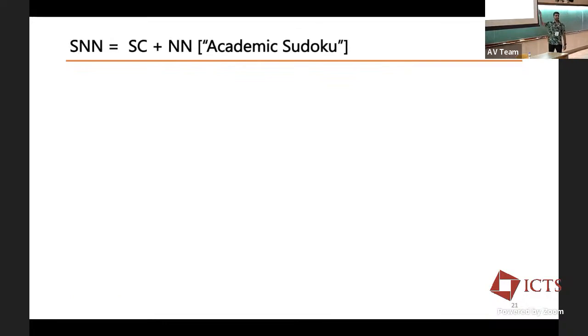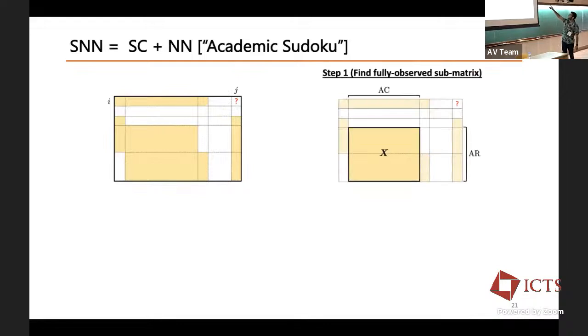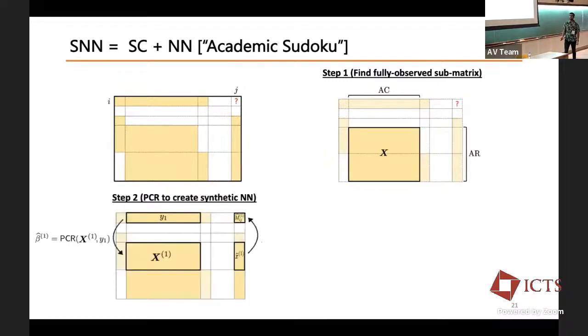Synthetic nearest neighbor is really a simple joining of these two algorithms. Say I want to impute entry ij here. What it does is it first looks for a fully observed submatrix X, such that the corresponding elements of it in row I are observed, which we call anchor columns, and the corresponding elements of it in column J are observed, which we call anchor rows. If you just look at the anchor columns, the anchor rows, and the question mark, that looks a lot like the synthetic controls problem, right? And that's all we're really using.